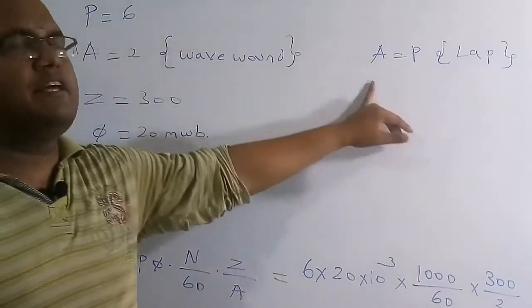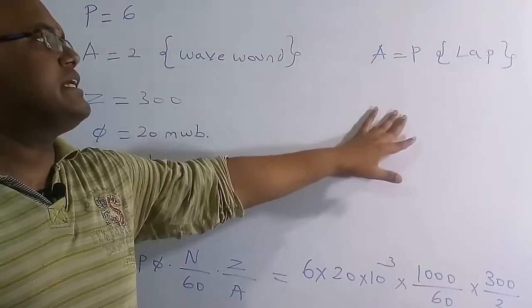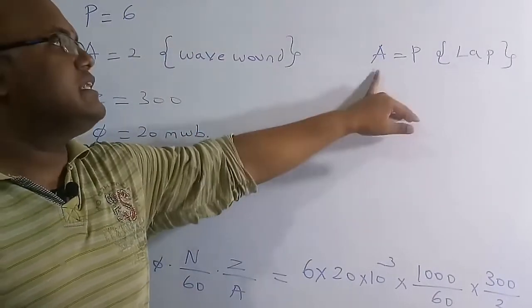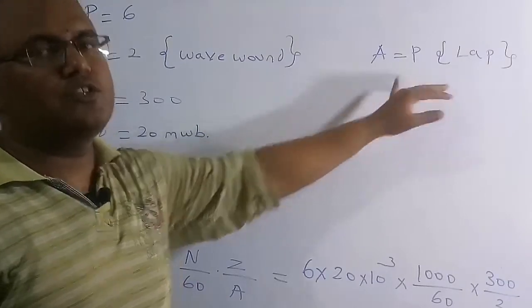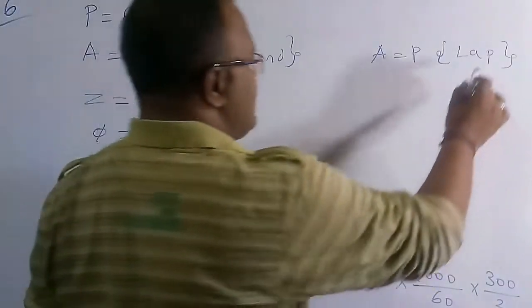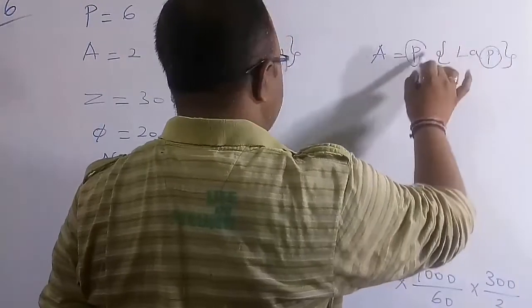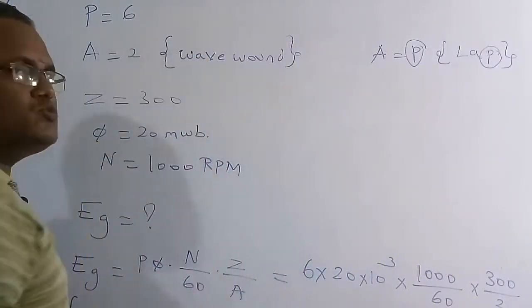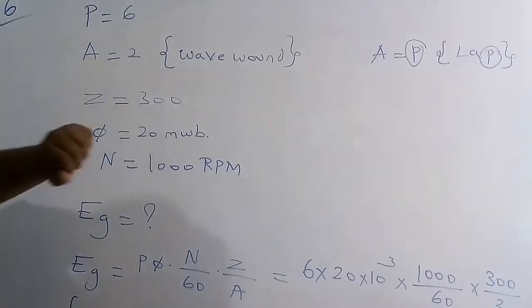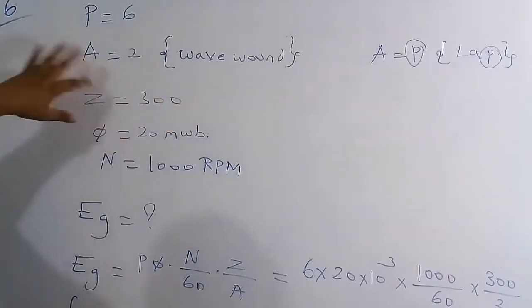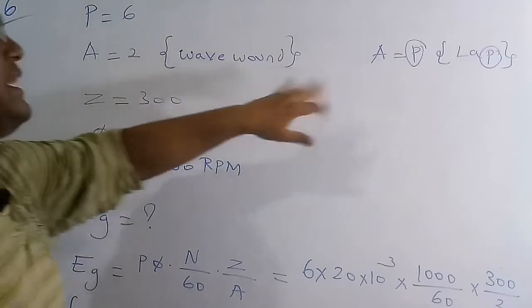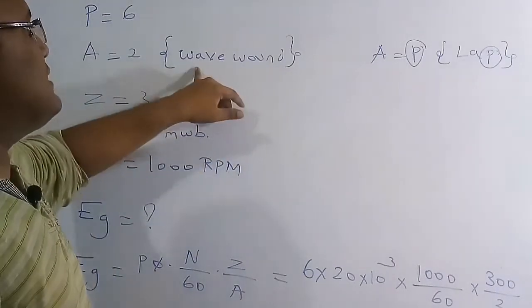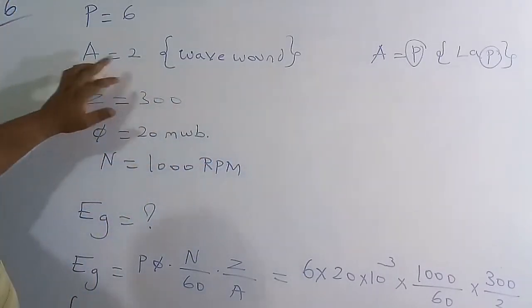Suppose they give the lap winding, so if the armature conductors are connected in lap winding, it means the number of parallel paths is equal to the number of poles. The easy way to remember is in lap winding there is a P, so here A is equal to P. In wave you can see there are 2 dots, so 2 dots means 2. Therefore the number of parallel paths is equal to 2. This is the easy way to remember the number of parallel paths for wave winding and lap winding. But in the question they have given a wave winding, so the number of parallel paths is equal to 2.